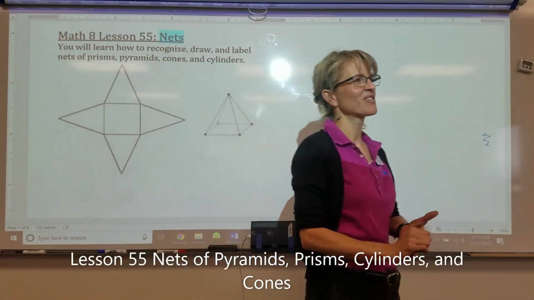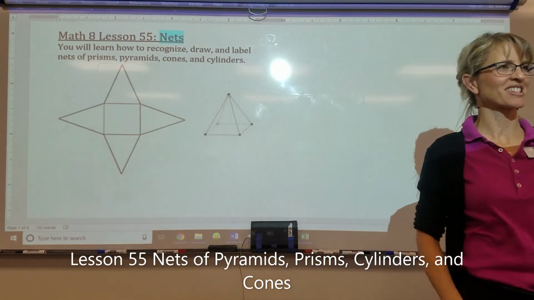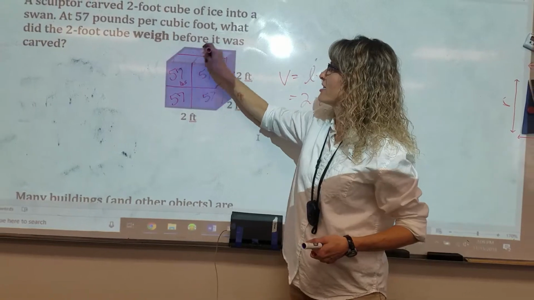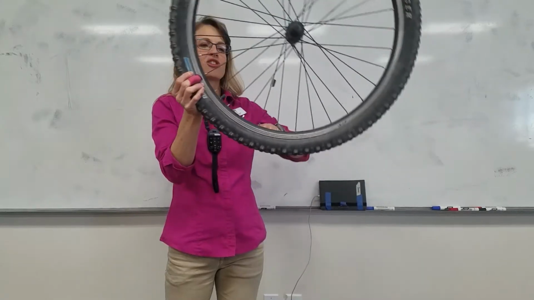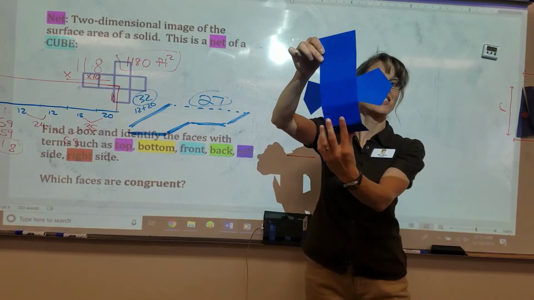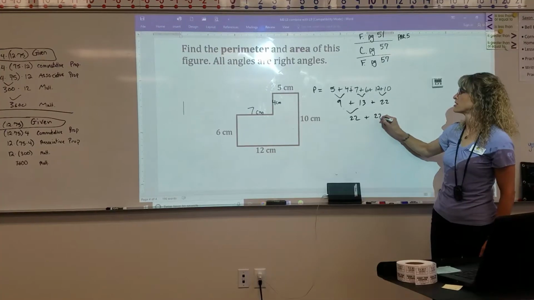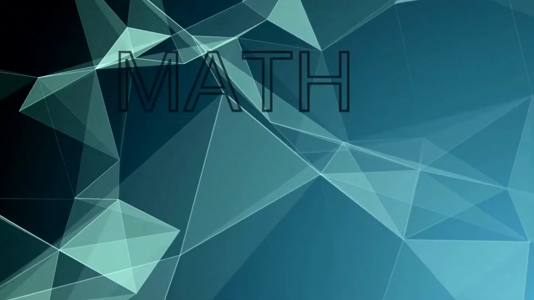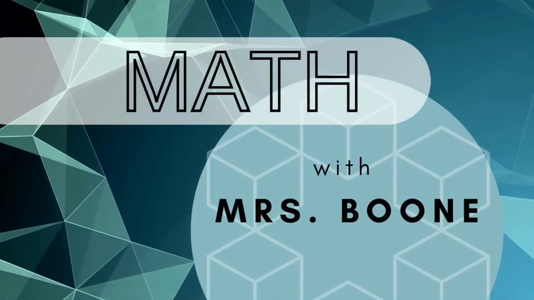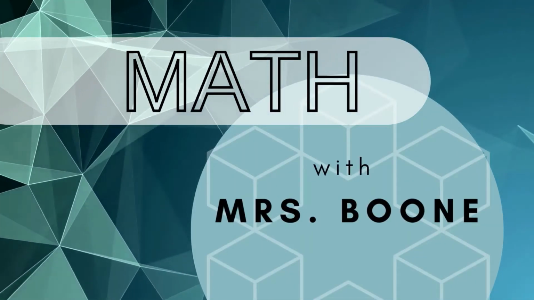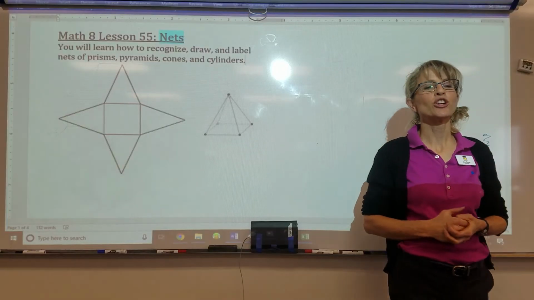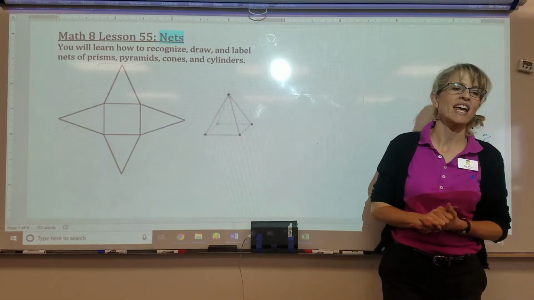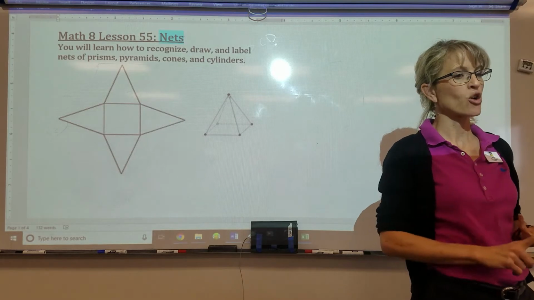Okay, today's lesson is 55 nets. What's our objective, class? Get ready? Nets. Nets. You will learn how to recognize, draw, and label nets of prisms, pyramids, cones, and cylinders.